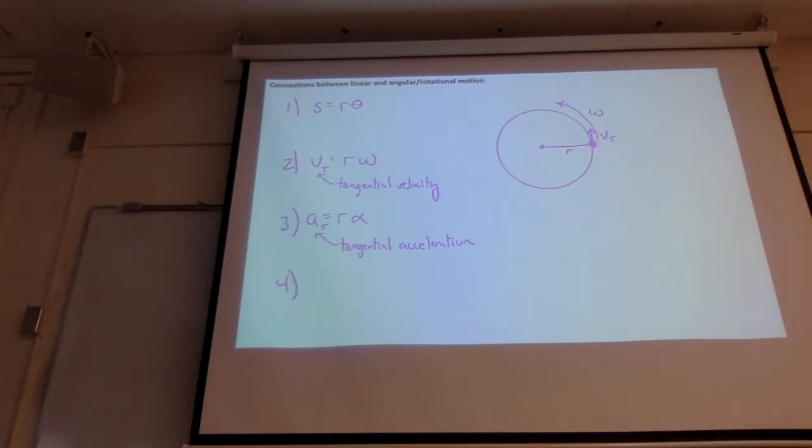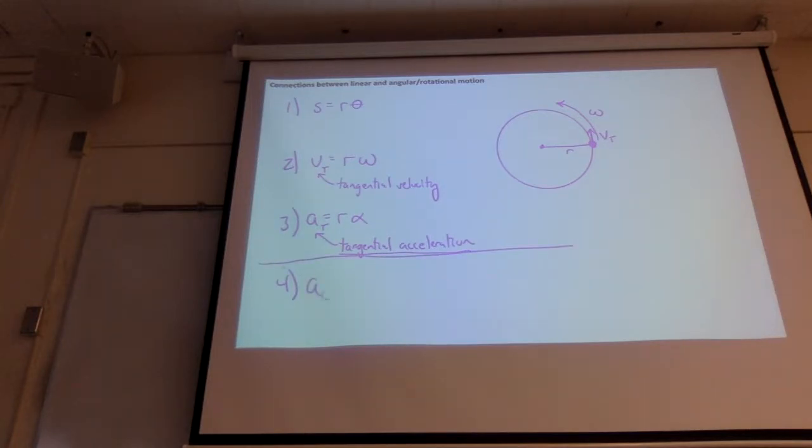So as it moves around the circle, it has a linear velocity that's always tangent to that circle. This tangential acceleration is also tangent to the circle, but it could be in either direction depending on whether it's speeding up or slowing down, okay? But it's just like before. It's going to be along the tangent line to the circle at any point. And then number 4 is kind of off by itself just a little bit.